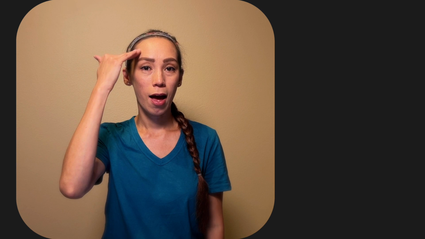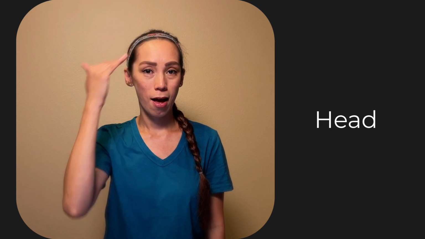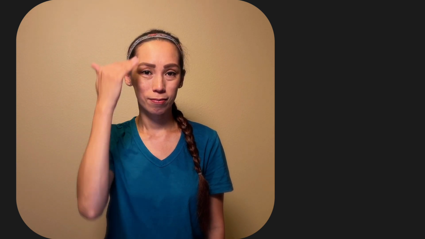The last two words are hand or hands and head. You would take this hand shape and you would just tap from your forehead to your chin or at the side of your jaw.